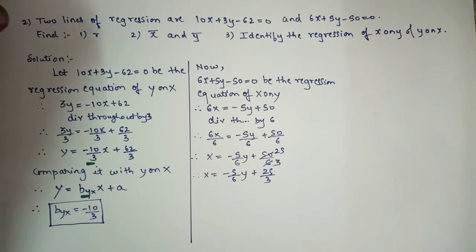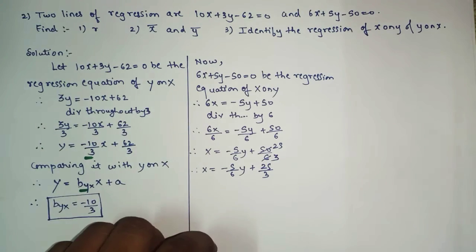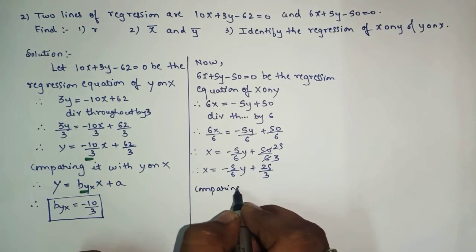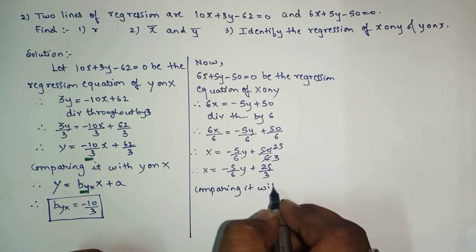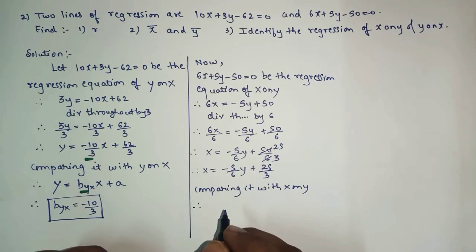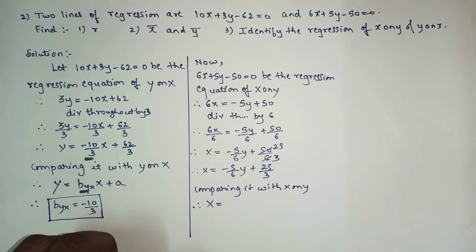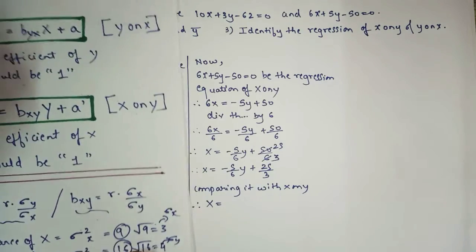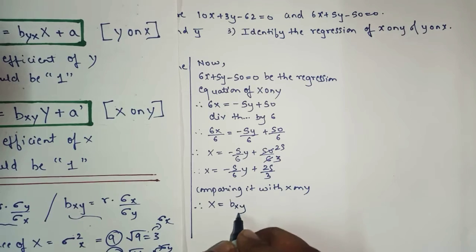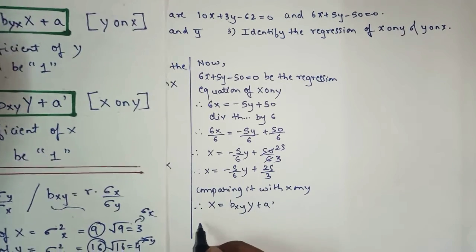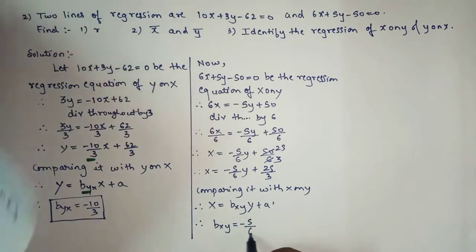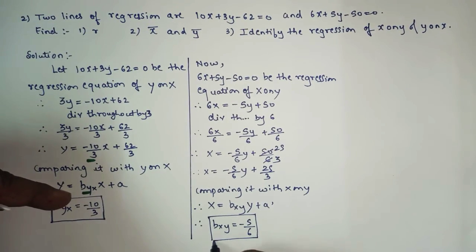Okay, so remember this. Now we'll compare it with x on y. So therefore x equals to bxy y plus a dash. So therefore bxy will be equals to what? Minus 5 by 6. Understood?